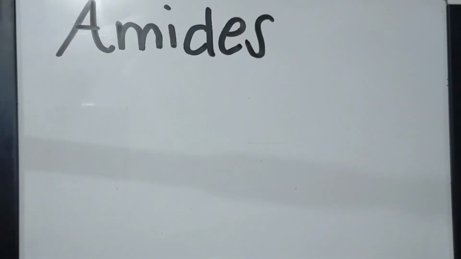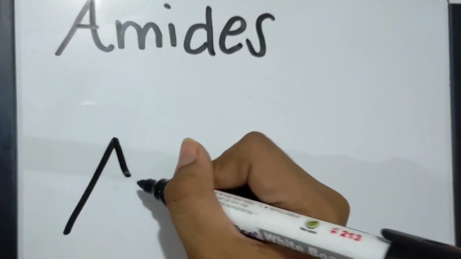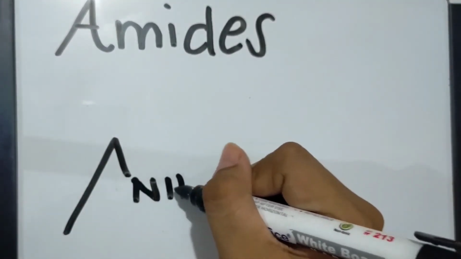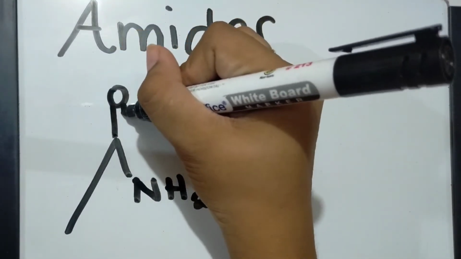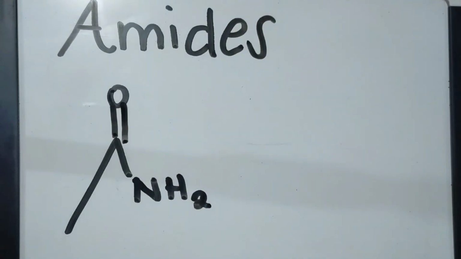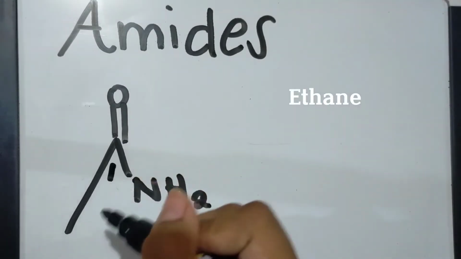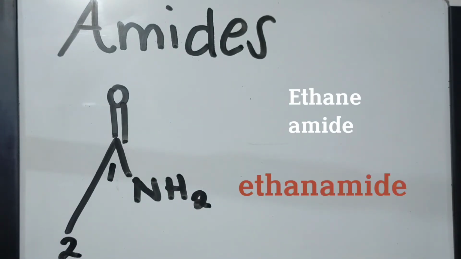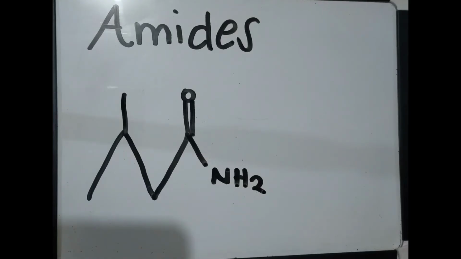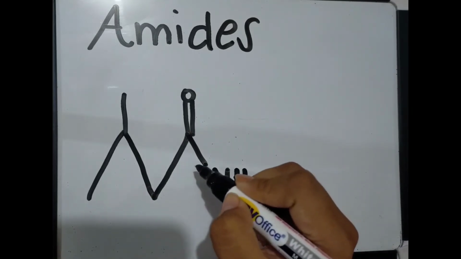So here are some examples in naming amides. The first example, let us name this structure. So first, find the longest chain or the parent chain. Starting from the right, our parent chain will be 1, 2. Therefore, it is an ethane. And our suffix, amide. Final name, ethanamide.